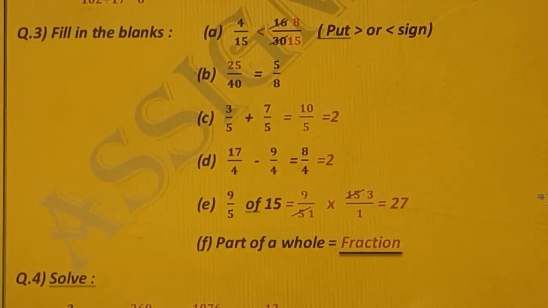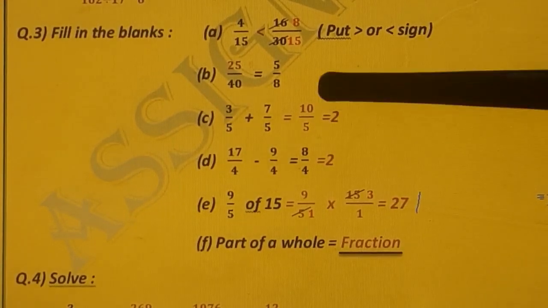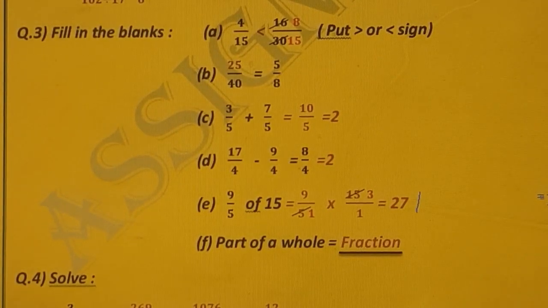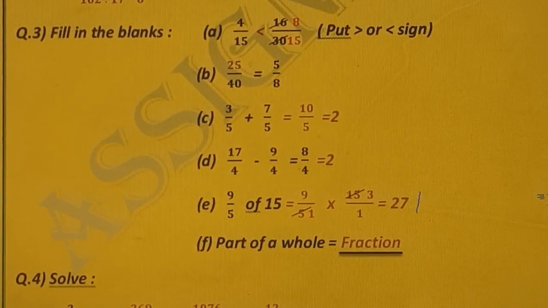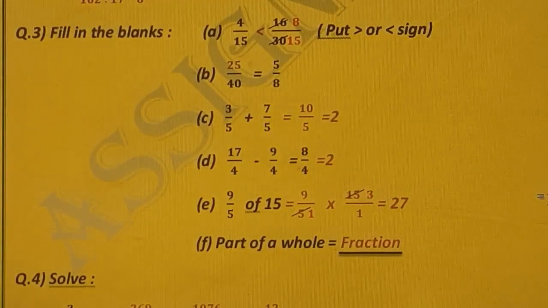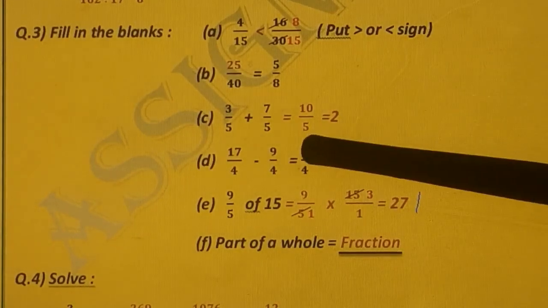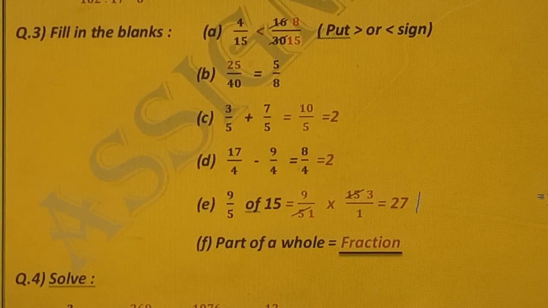Next part is 3 upon 5 plus 7 upon 5. 3 plus 7, 10 upon 5. 5 1s are 5, 5 2s are 10. So your answer is 2. Then next part is here, 17 upon 4 minus 9 upon 4. Like fractions are there. So 17 minus 9, 8. 8 upon 4. 4 1s are 4, 4 2s are 8. So your answer is 2.